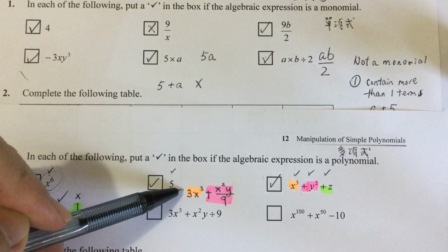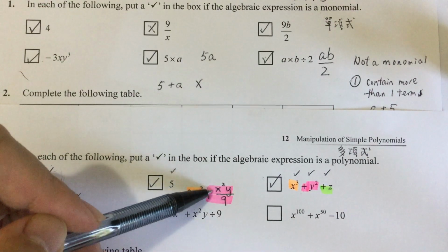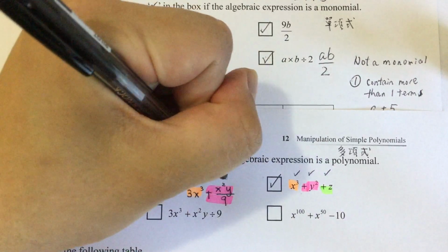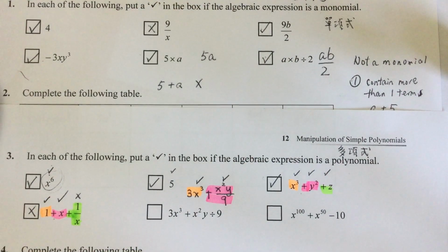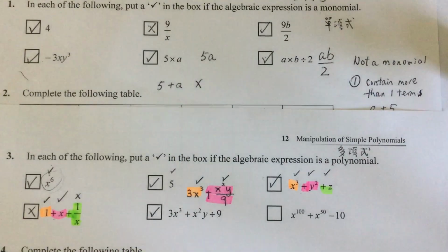So let's look at the first one. The first one has a positive index. And you will see that x is in the numerator, not the denominator. So this one is also a monomial, because only 9 is in the denominator. That's okay, we will accept that. So this one is also a polynomial.